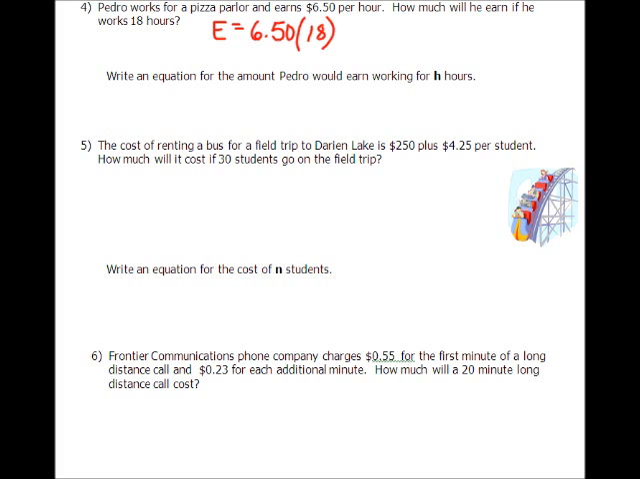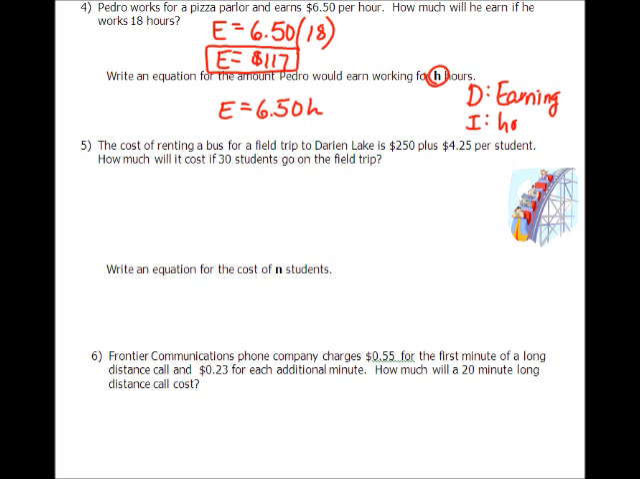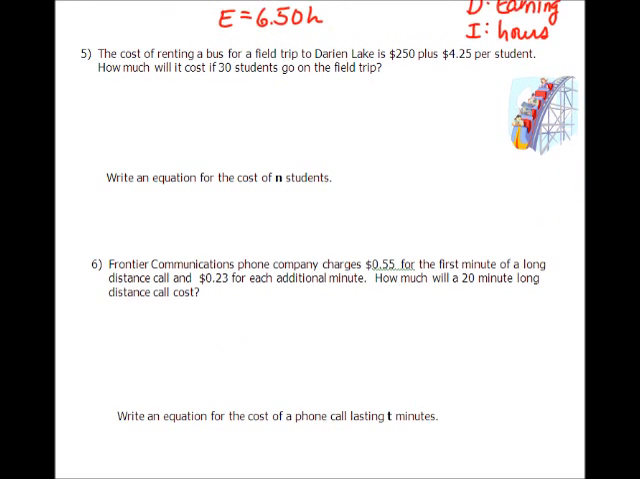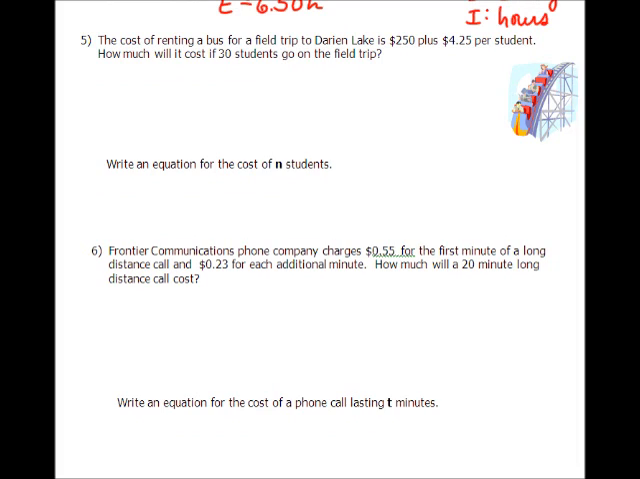And if you calculate that out, you should get that his earnings are $117. Not bad. All right, so an equation for the amount Pedro would earn for working h hours is going to just be 6.50h. My dependent is my earnings, and my independent is going to be the hours. Okay? And this is all variable in that case. It all depends on how much. He doesn't get paid anything unless he works some hours.